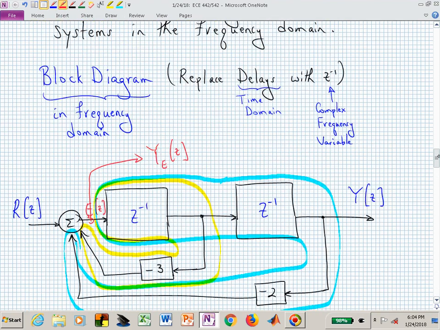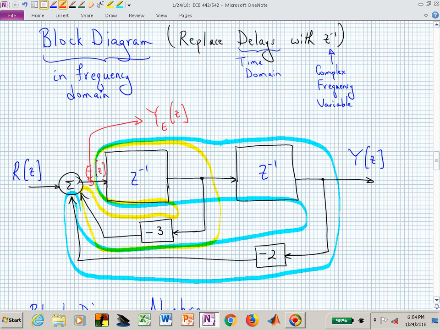But we wanted to find y of z as a function of r of z. Do you see how we might be able to do that now from looking at the block diagram? Can you see a relationship between y and e? Because we have a formula for e in terms of r. If we can now find a relationship between y and e, we have what we want.